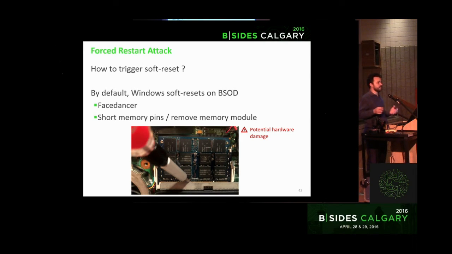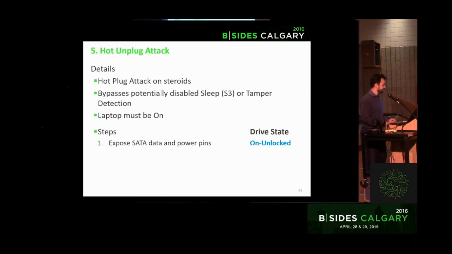And then after a certain time, the motherboard will detect that there's a problem and trigger a hard reset, which will reset the drive as well, so you won't be able to access it that way. So this is a 50-50. And then finally, the last technique, the hot unplug attack that I'm going to talk about today. This is similar to the hot plug attack. It's just that it's on steroids.